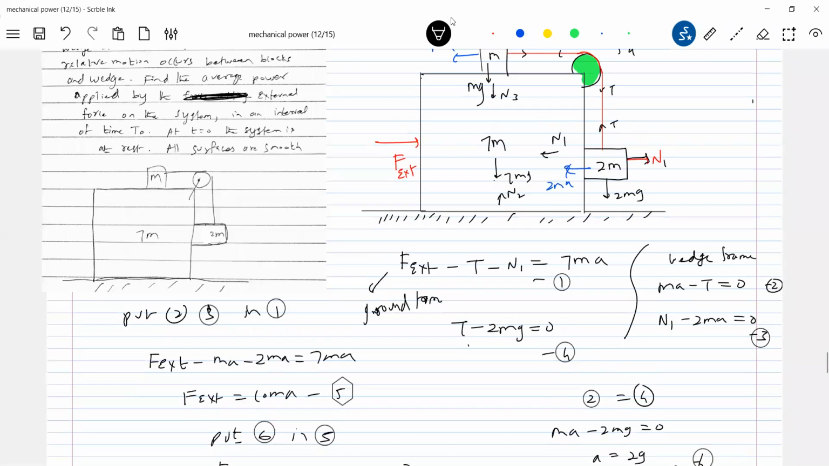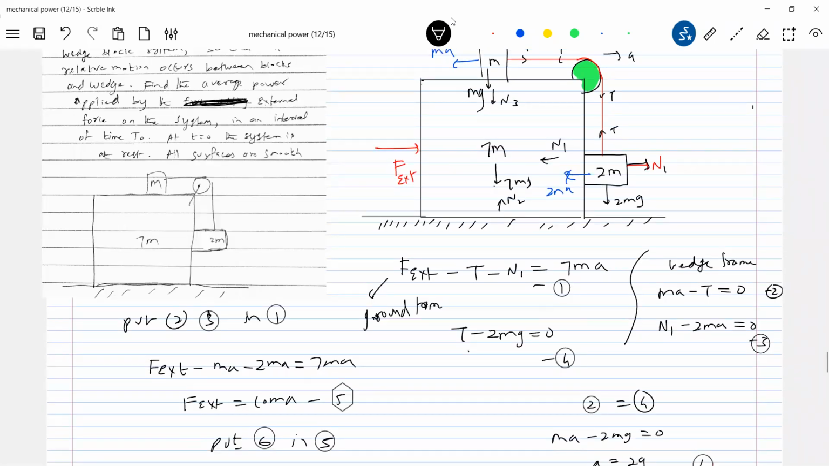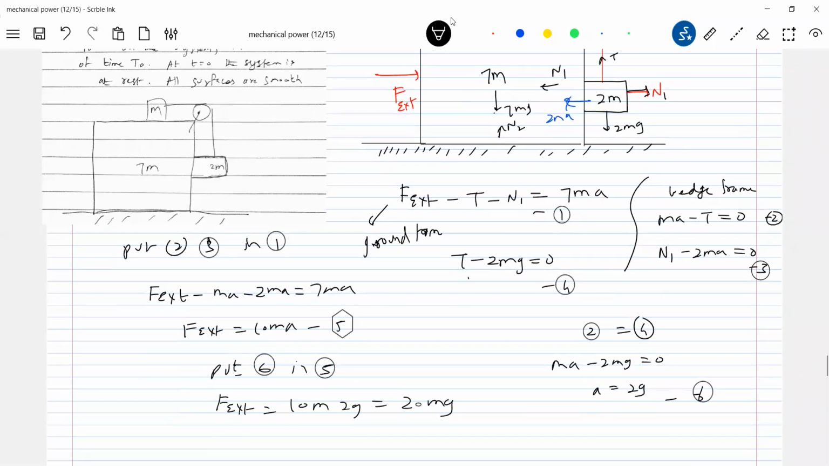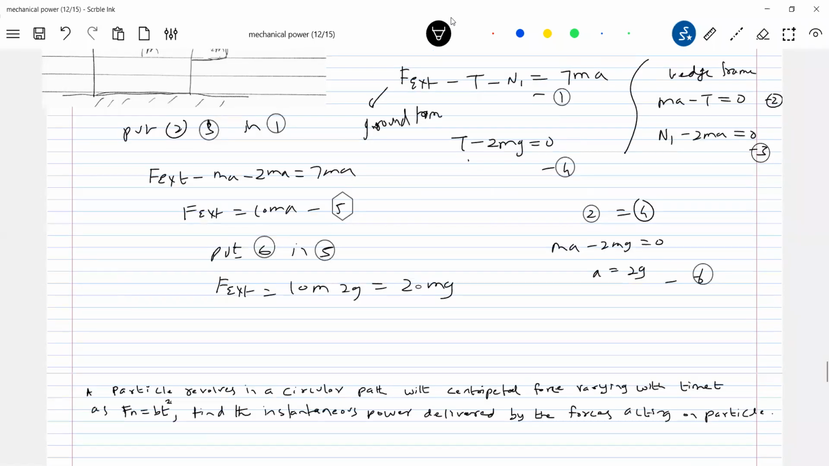He's asking to find the average power applied by the external force on the system in an interval of time t naught. Initially the system is at rest, and the moment I apply the force, the value of force is such that the blocks will be at rest relative to the wedge. This is the overall condition. So what is the velocity acquired by it?